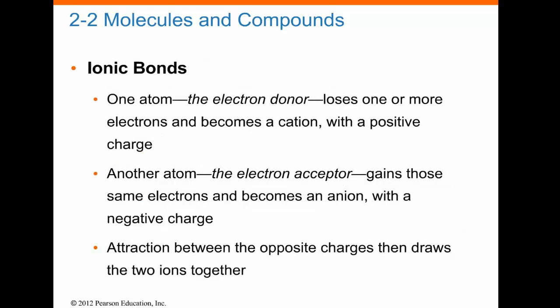Let's look closely at ionic bonds. One atom, the electron donor, loses one or more electrons and becomes a cation with a positive charge. Another atom, the electron acceptor, gains those same electrons and becomes an anion with a negative charge. Because the first one has lost an electron, it becomes more positively charged, and the second one has accepted the electron, so it has more of a negative charge. And we know that opposites attract, so the positive and the negative attract each other and the two ions join together.